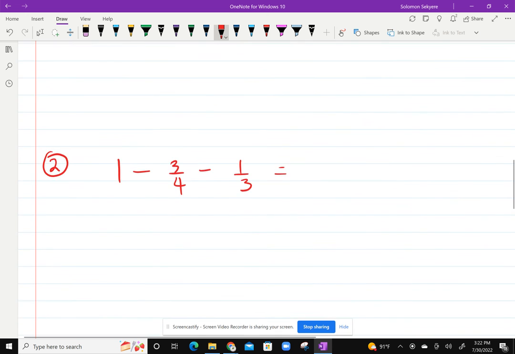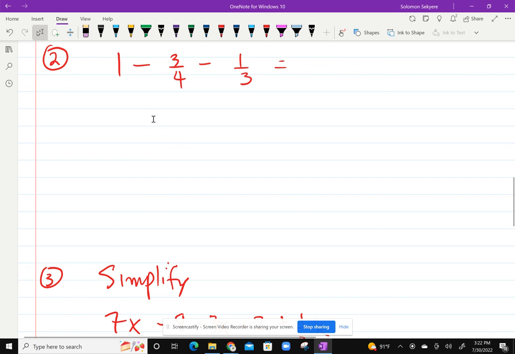Can you do this one here? Number 2. 1 minus 3/4 minus 1/3. Whenever you see a whole number 1, write it as 1 over 1, right? So do it. Pause the video, simplify this fraction here. What's going to be your answer?